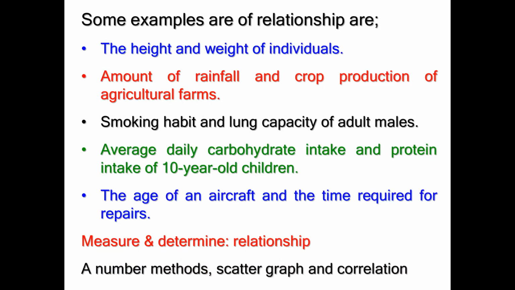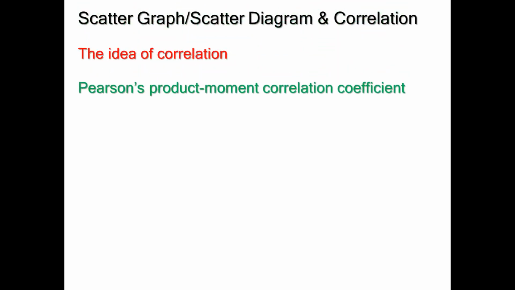A number of different methods of correlation analysis are available to us. However, we'll be studying only one. Before that, let's learn about the scatter graph and scatter diagram and its relation with the correlation. In this section, we are going to learn the idea of correlation and in particular to look at the technique known as Pearson's product moment correlation coefficient.